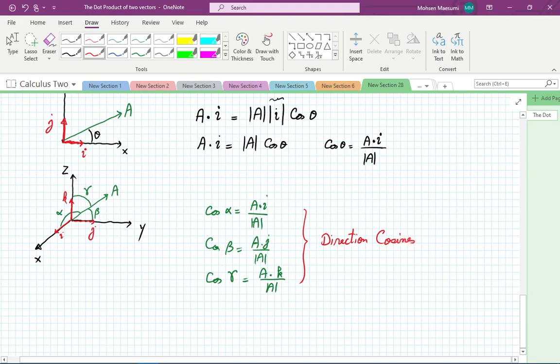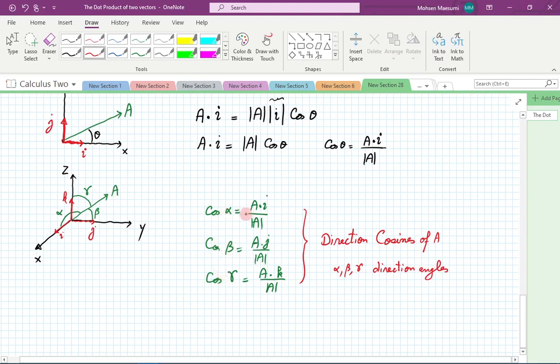Direction cosines of V or of A, and our angles are going to be called, well, direction angles. Alpha, beta, gamma are direction angles.